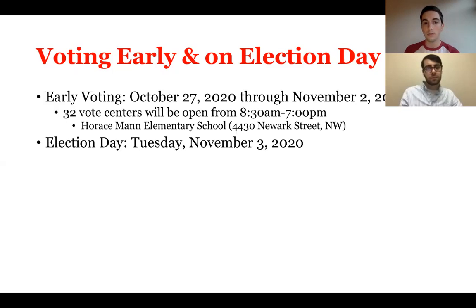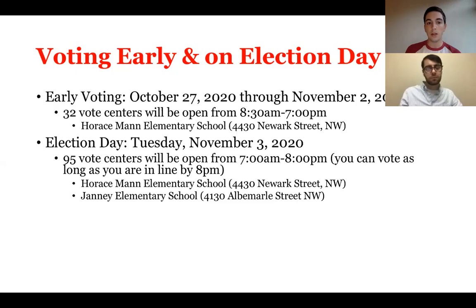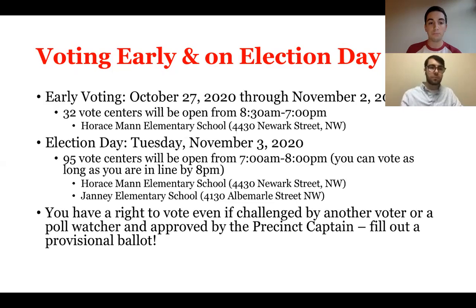Then on election day, you can also vote on Tuesday, November 3rd. And for election day, there are 95 voting centers open throughout the city. And again, you can vote at any one of them. And as long as you're in line by 8 p.m., you will be allowed to vote. And so again, if you're an American University student, the best chances for you and the closest places for you to vote on election day are either the Horace Mann Elementary School or the Janney Elementary School, both near Tenleytown and American University. And so just remember that you have a right to vote, even if somebody challenges you, especially because you're a student. Just be sure to fill out a provisional ballot. And like Christian said, if you need to prove your residence, you have 2 days after the election to do so to the Board of Elections.